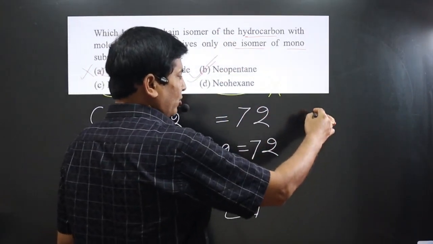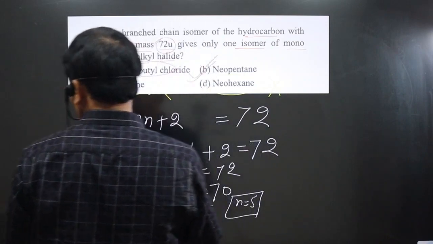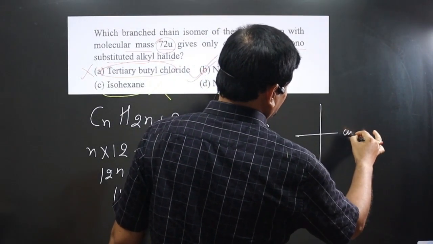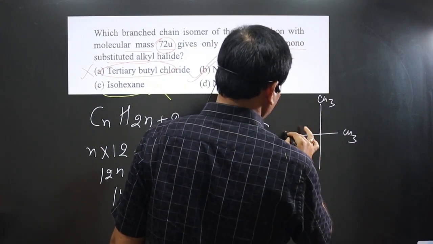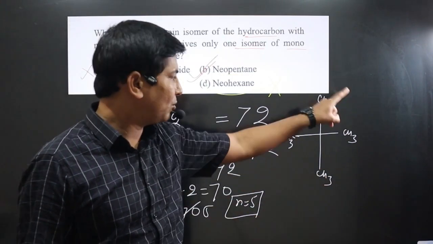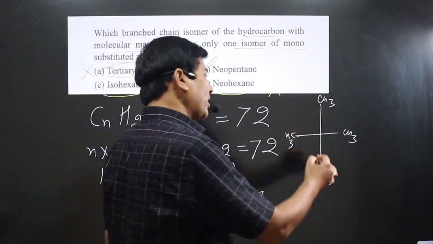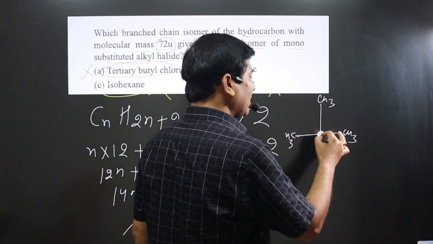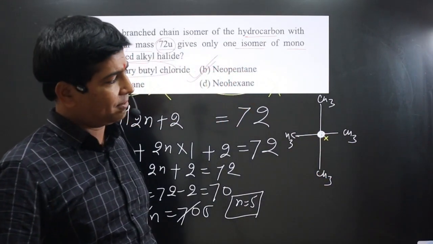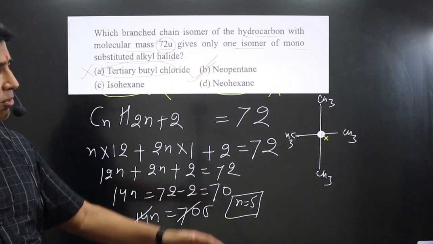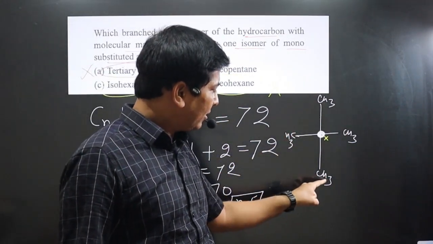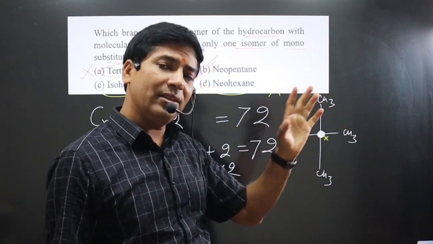This is the chemical formula of neopentane. It is CH3, CH3, CH3 and CH3 around the central carbon. This is a quaternary carbon and it does not have any hydrogen. That's why this carbon will not undergo a halogenation reaction. Halogenation is possible only when it has hydrogen. And now you can see all these carbons are in the same environment.